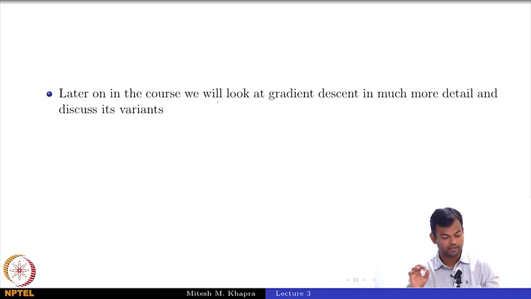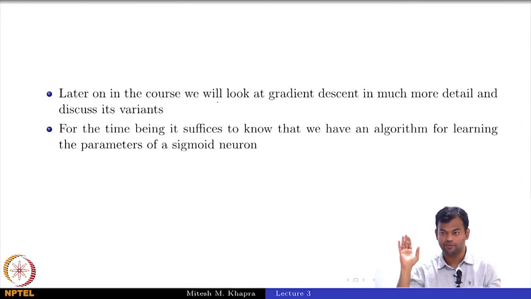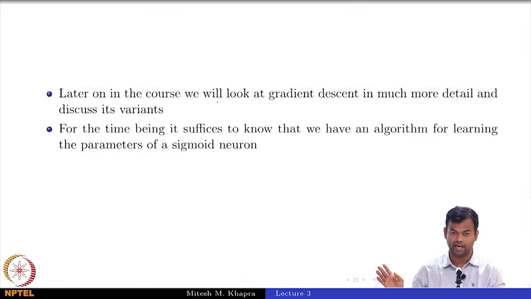Now it suffices. Later on we'll see gradient descent in more detail in the course, and we'll also see a lot of variants of gradient descent. But for now it suffices that we have an algorithm which can learn the parameters of a sigmoid neuron. Just as we had the perceptron learning algorithm, we have the gradient descent learning algorithm which can help us learn the parameters of the sigmoid neuron starting from random values, and it gives a principled approach for doing that.